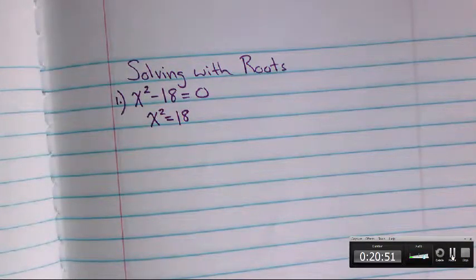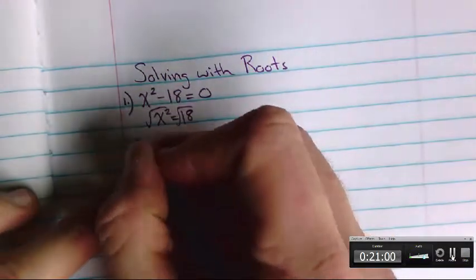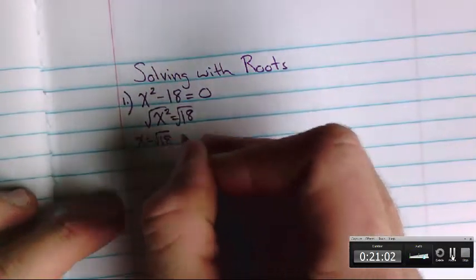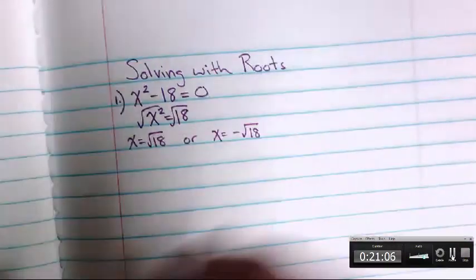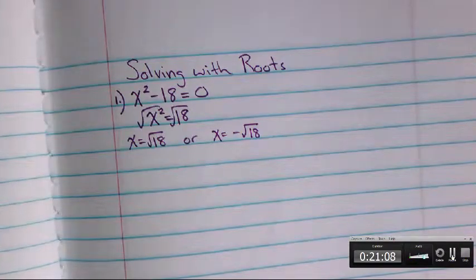What's the square mean? How many answers should we have? 2. So when we square root, we've got to have positive and negative. So we put x equals square root of 18, or x is equal to negative square root of 18. It's either the positive or the negative. You should have 2 answers.